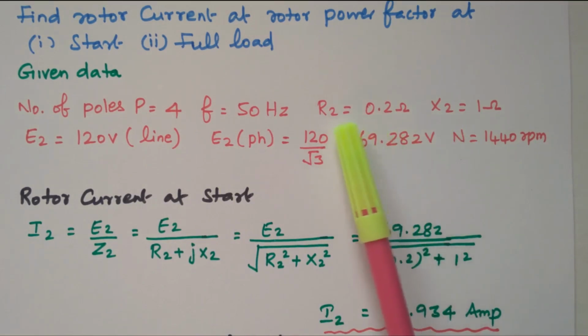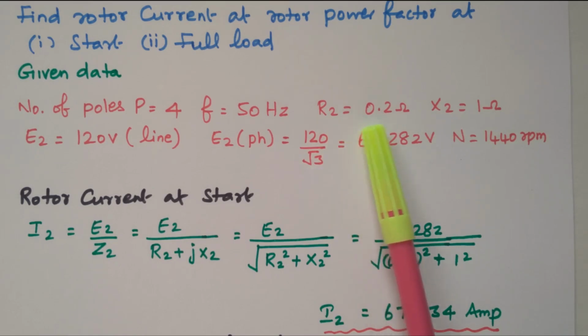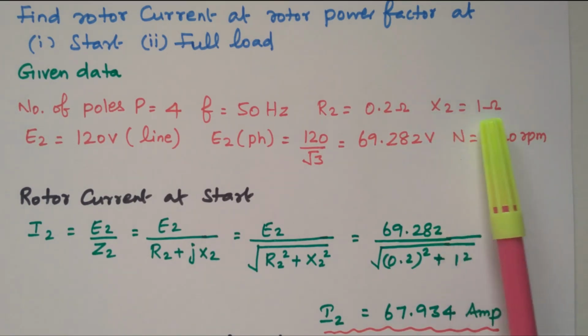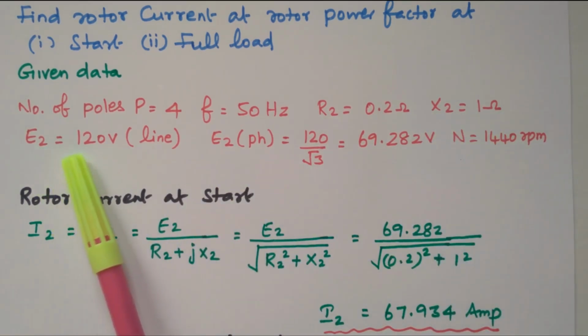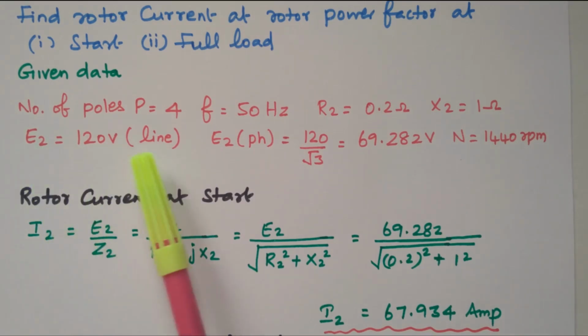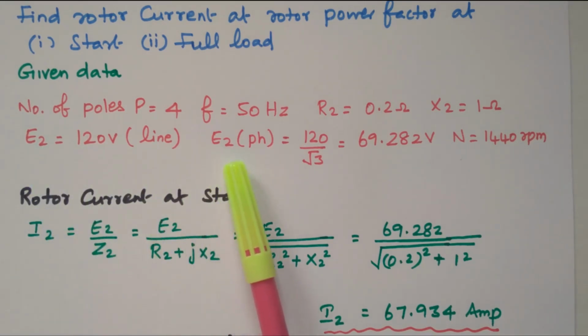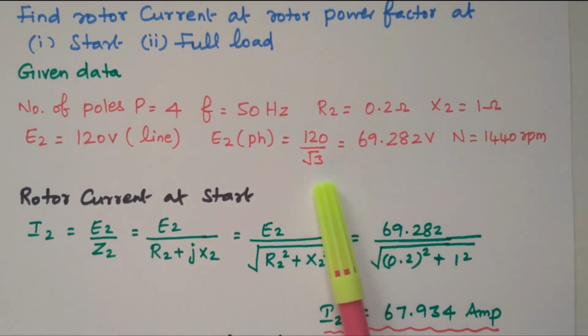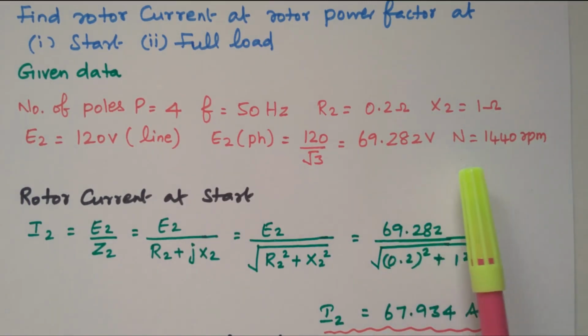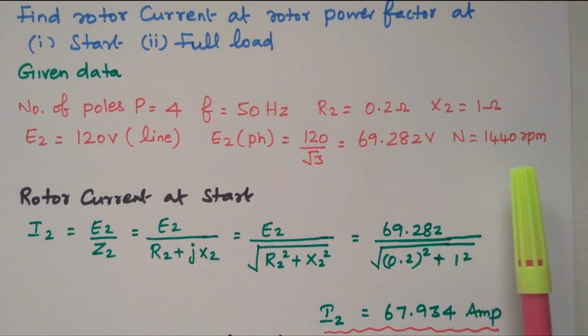R2 and X2. This R2 refers to the rotor, R1 refers to the stator. The rotor data are given. Resistance is 0.2 ohm and standstill reactance is 1 ohm. And E2 is given as 120 volts. This E2 also refers to the rotor, 120 volts line voltage. In case of phase voltage, this 120 divided by root 3 is 69.282 volts. And the speed is given as 1440 rpm.